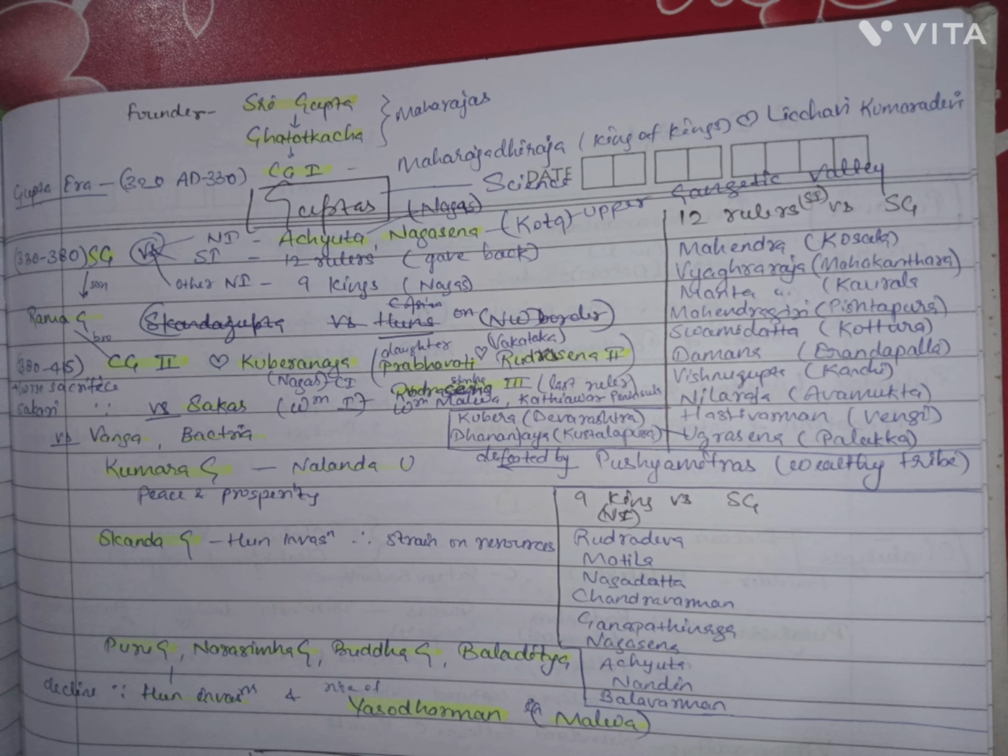380 to 415 AD. Samudragupta was succeeded by his son Chandragupta II, Vikramaditya. But according to some scholars, the immediate successor of Samudragupta was Ramgupta, the elder brother of Chandragupta II. But there is little historical proof for this.